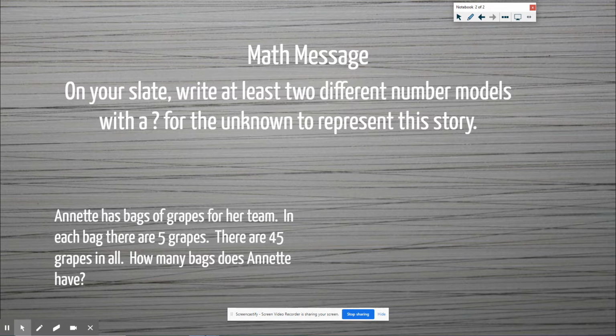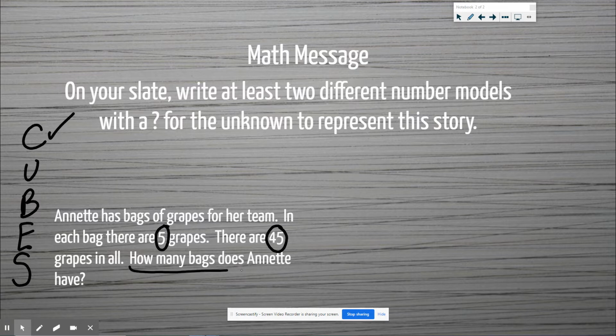So I want to use cubes is the first thing that I want to set up. And I know that I need to circle the numbers. So I see 5 grapes and 45 grapes in all. I'm going to underline the question. How many bags does Annette have? And I'm going to box in the keywords. So I see the word each. So that makes me think I'm going to have groups. I see the number in all. So that makes me think of total, like addition, or the total as in multiplication. So at this point, we don't necessarily know.